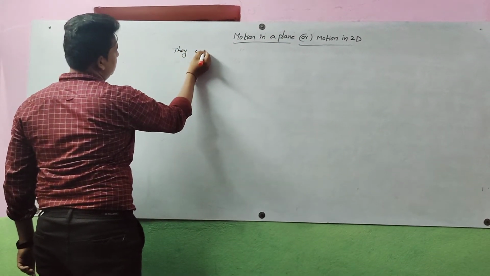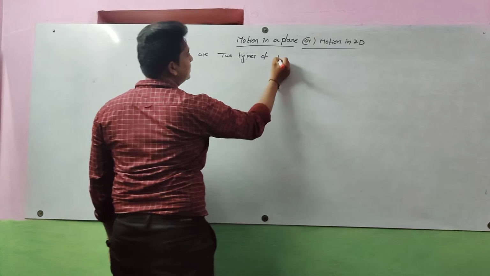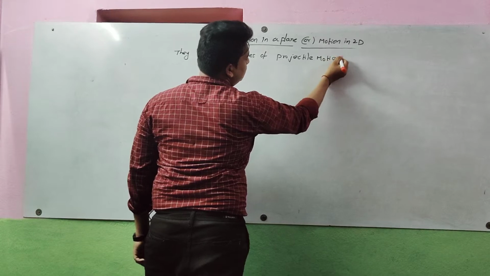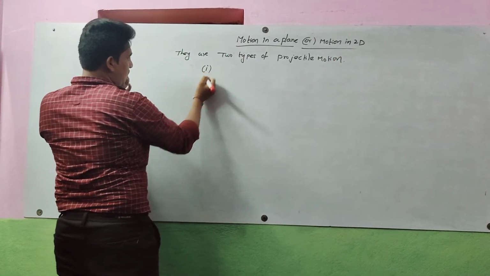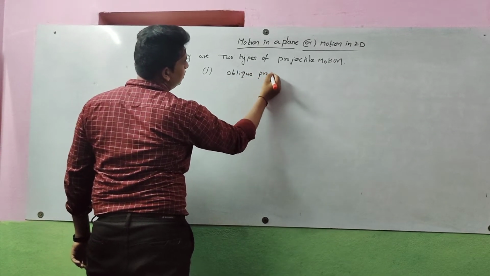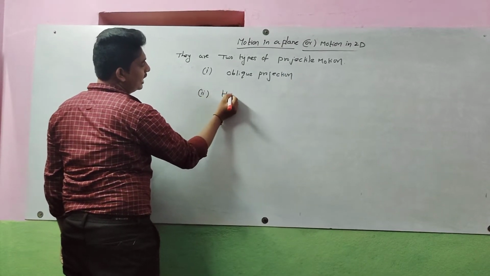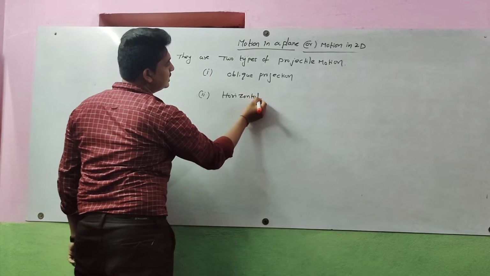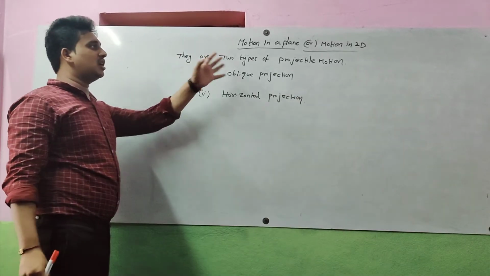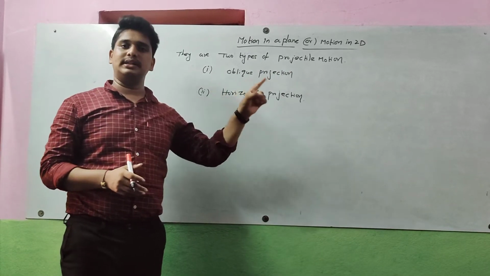There are two types of projectile motion. One is oblique projection. Another one is horizontal projection. So there are two types of projectile motion: oblique projection and horizontal projection.